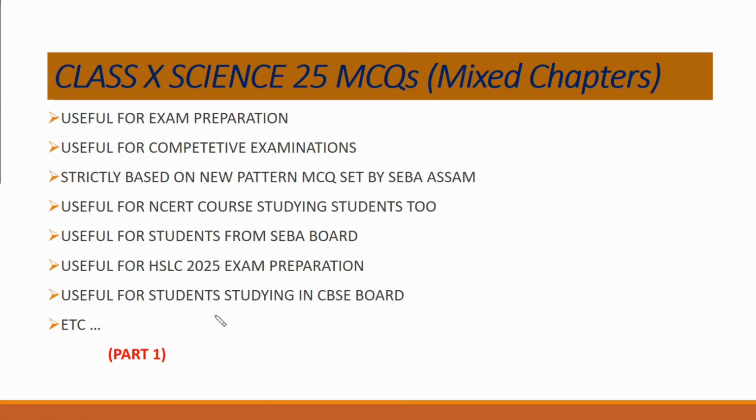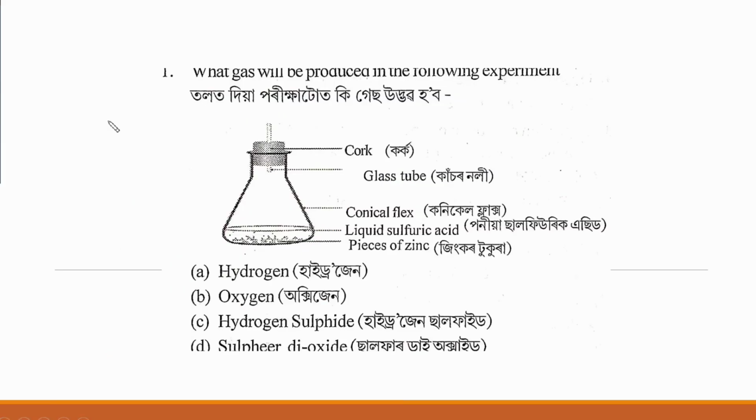So our first question is, what gas will be produced in the following experiment? So you can see here, this is an experiment. This is one conical flask, and here the question is asked that what gas will be produced in the following experiment. You can see here in this conical flask, sulfuric acid is given and pieces of zinc granules are given. As you know that when dilute sulfuric acid is poured on zinc granules, then what gas is produced?